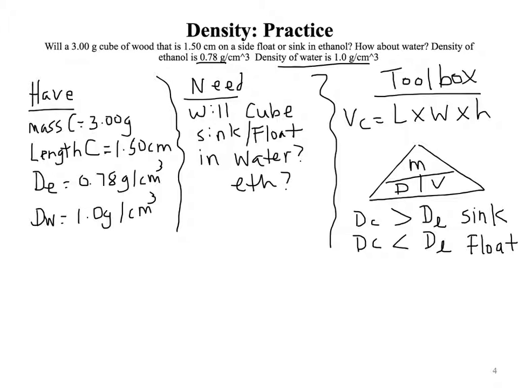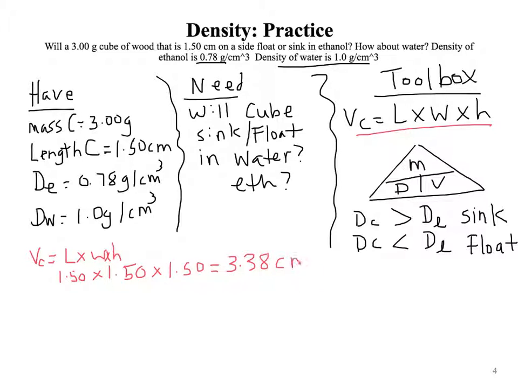All right, so I want to figure out the volume of my cube. And I know volume of the cube is length times width times height. Now, because a cube has all equal sides, you can just take 1.50 times 1.50 times 1.50, or you could do 1.50 cubed. You get an answer of 3.38 centimeters cubed. Make sure you label everything.